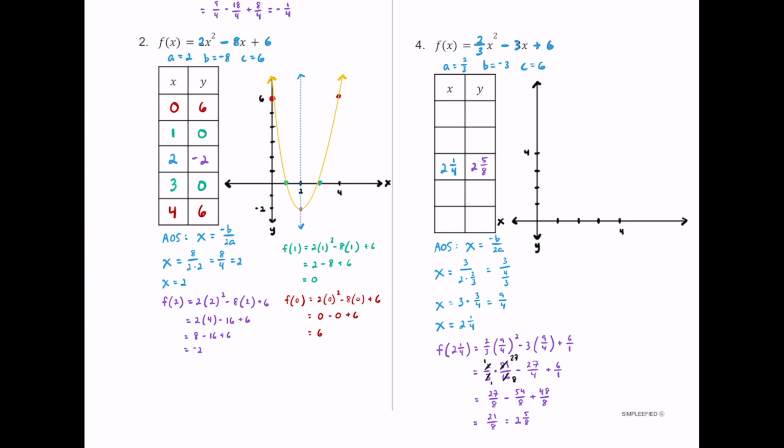So the vertex is 2 1/4, comma 2 5/8. So 2 1/4 to the right, and then 2 5/8. That's 2 5/8 is a little bit more than 2 1/2. So I'm gonna put a dot right around here. All right, so just again, mine's more of a rough sketch. If you have graph paper, yours is definitely gonna be more accurate than mine.